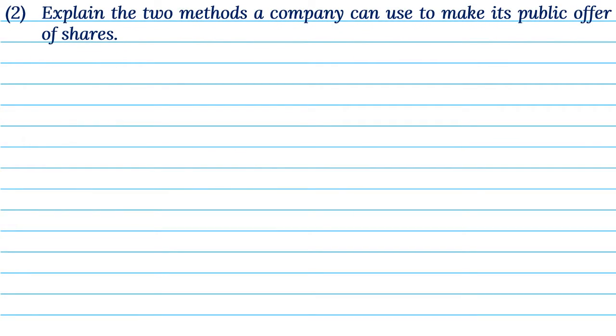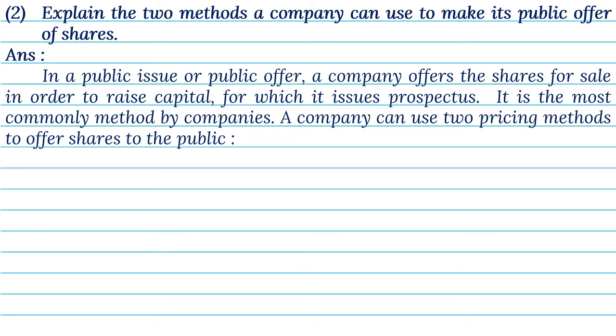2. Explain the two methods a company can use to make its public offer of shares. Answer. In a public issue or public offer, a company offers the shares for sale in order to raise capital, for which it issues prospectus. It is the most commonly used method by companies. A company can use two pricing methods to offer shares to the public.